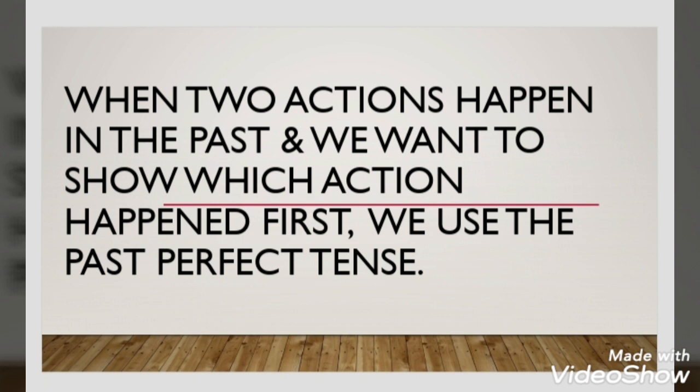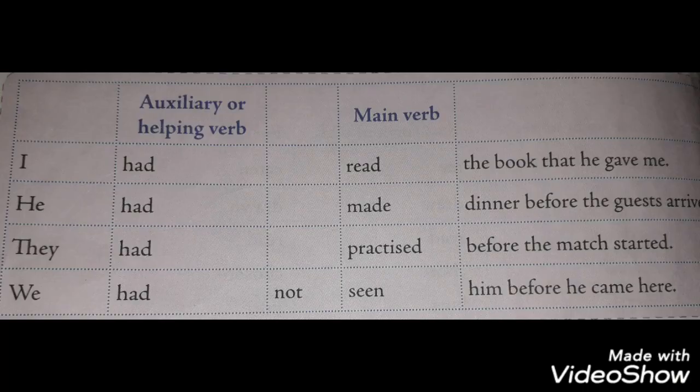We had planted the trees when the rain started. We had planted the trees, past tense. When the rain started, this is present tense. Means in past perfect tense, we use had plus past participle, the third form of the verb. Now see this table also, I am going to explain.